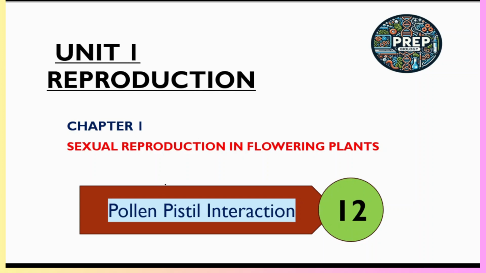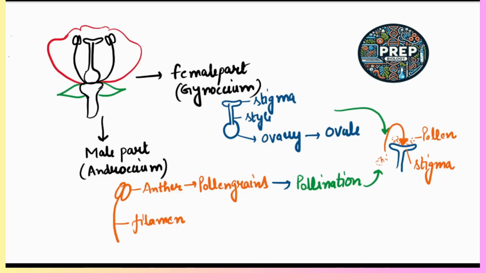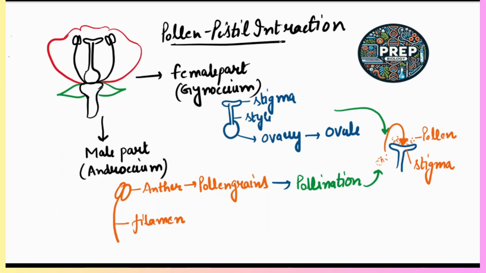Today we will discuss the most important topic of this chapter, that is the pollen pistil interaction. This is a very important topic of this unit, so make sure you understand it carefully. So, pollen pistil interaction, what is the meaning of this? In this, we will study how pollen interacts with the pistil.